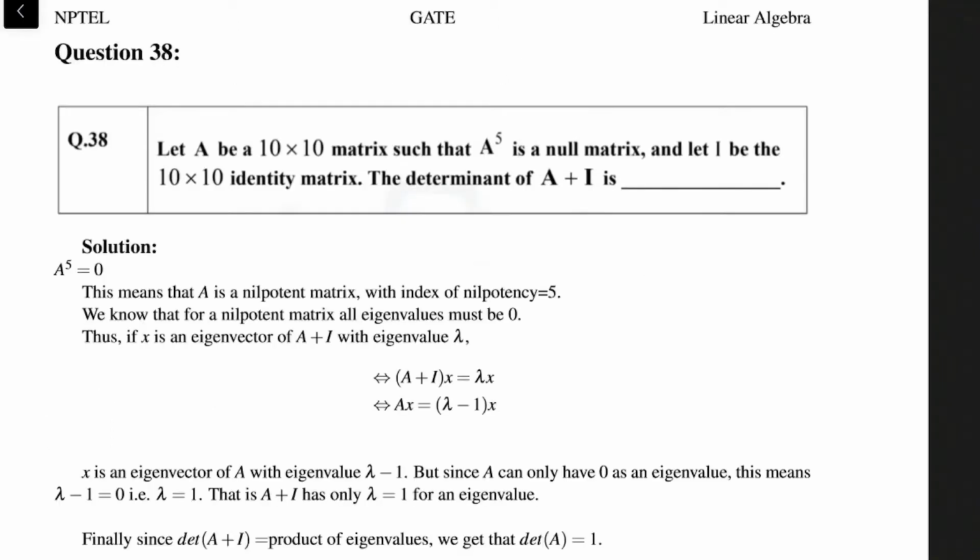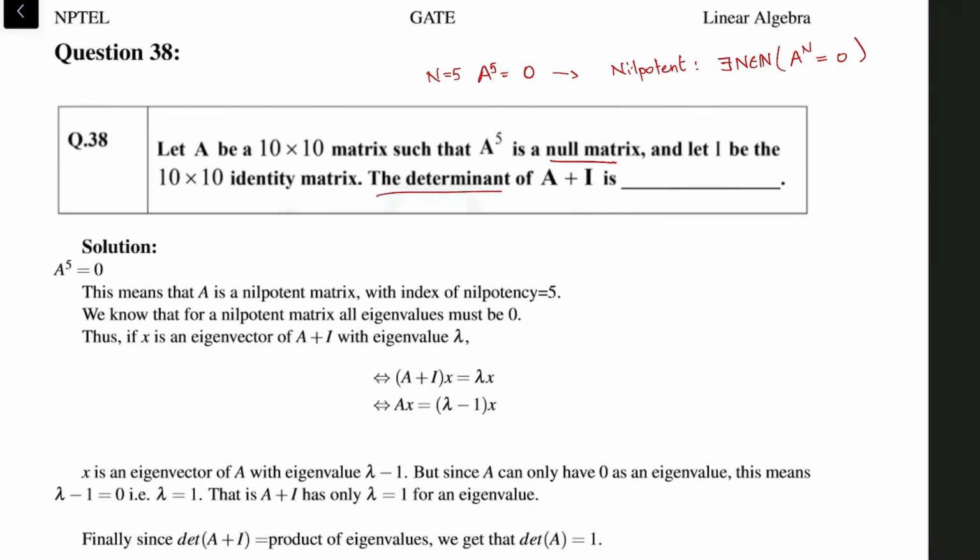So in this question, we are given a matrix A, which is a 10 cross 10 matrix, such that A power 5 is equal to 0. That is, A power 5 is a null matrix. Such a matrix is called a nilpotent matrix. If there exists a natural number such that raising the matrix to that power yields the null matrix, then the matrix is called nilpotent. In this case, for n equal to 5, we yield the null matrix.